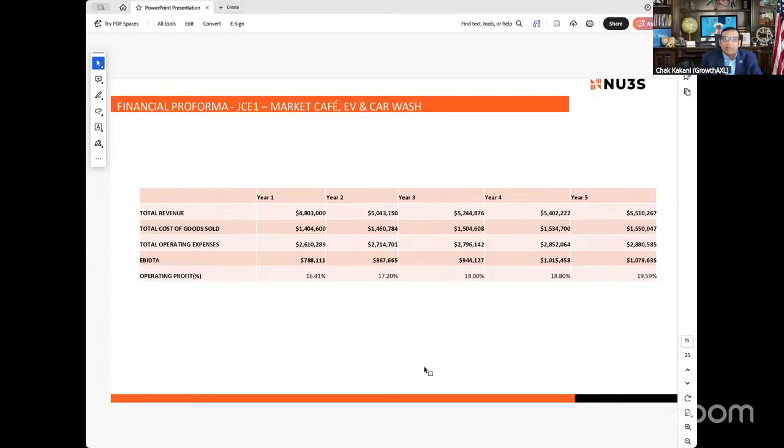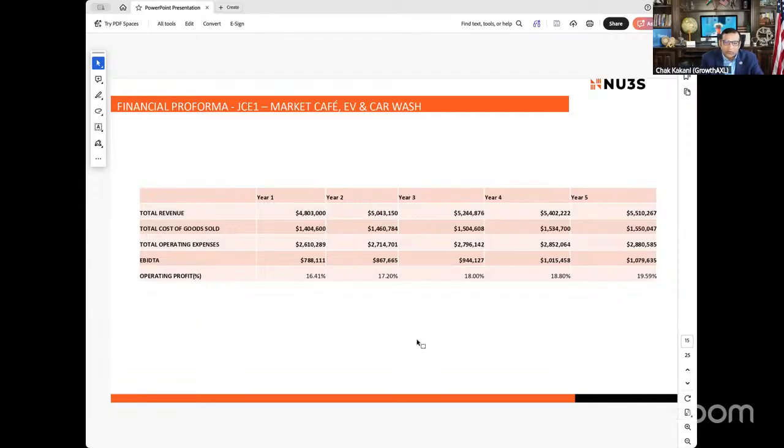So now a little bit about the finances of this project. Our projection, very conservative estimates, is total revenue of $4.8 million in the first year itself for JCE1, which is market cafe, EV charging, and car wash, right?